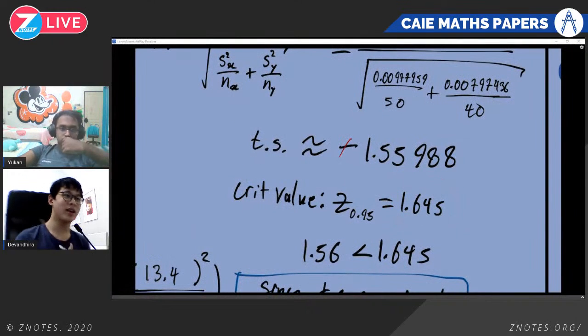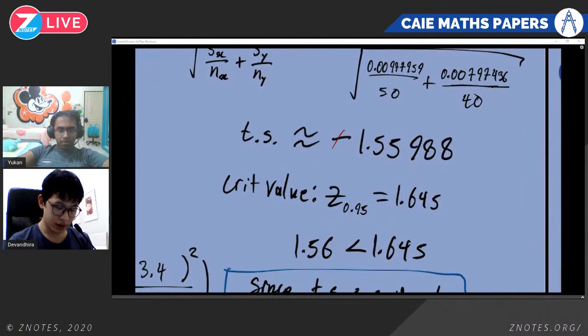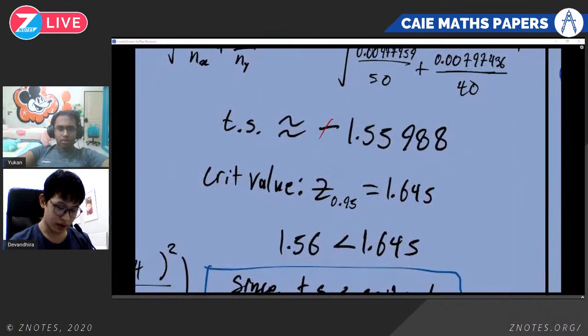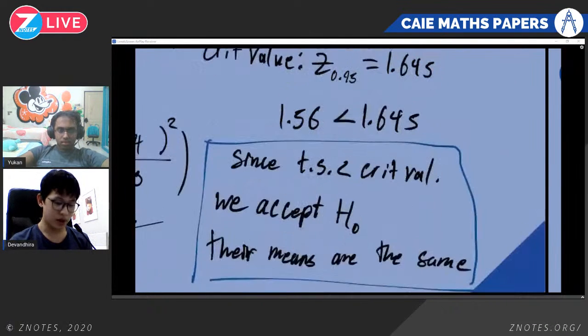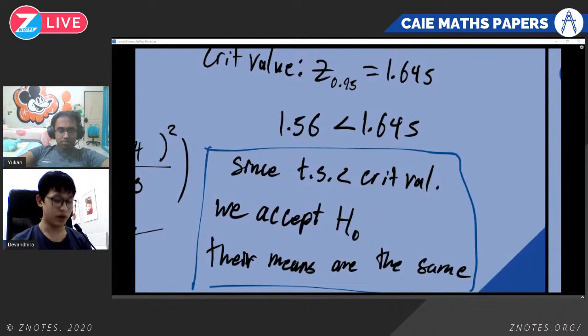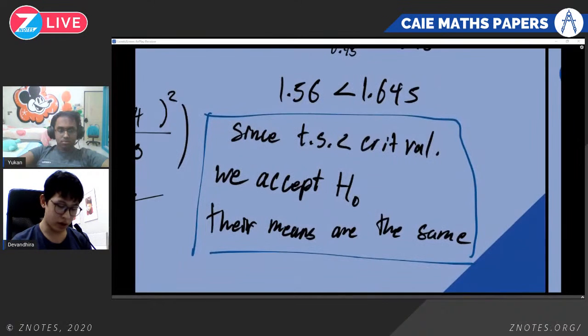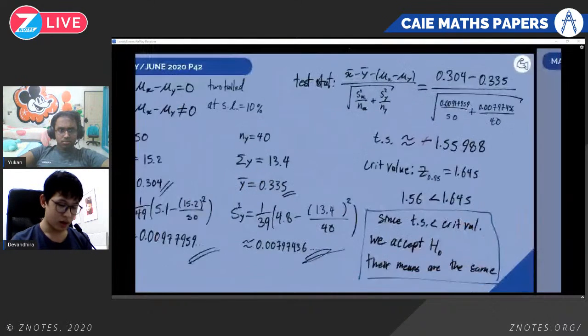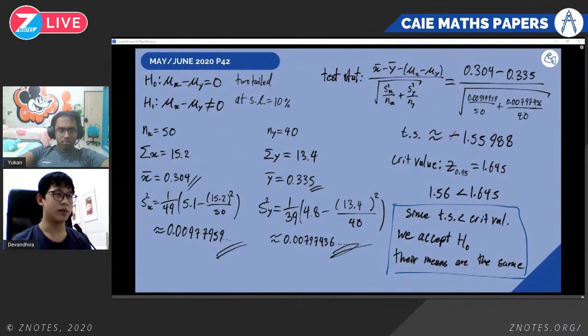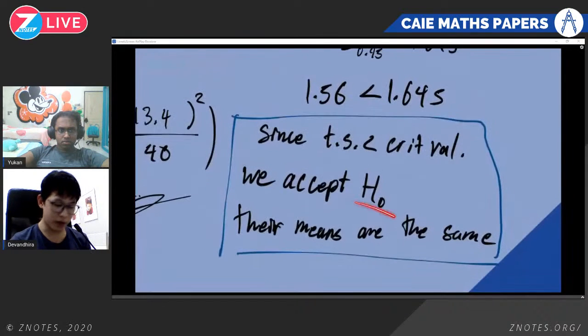Agree? As you can see here, our test statistic is less than our critical value. That means we do not reject our null hypothesis. We accept it. And don't forget to write your conclusion. That means that their means are equal. Well, you can write a better conclusion than this. I got lazy here. Sorry.